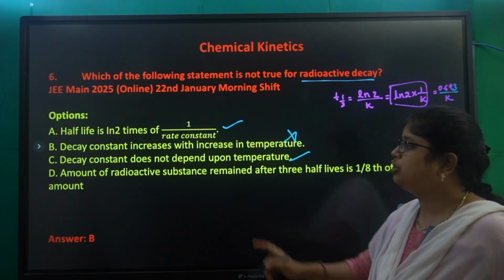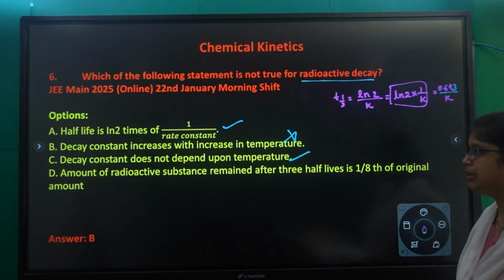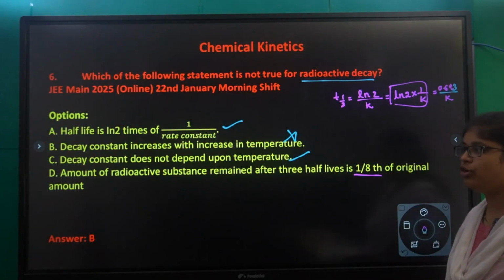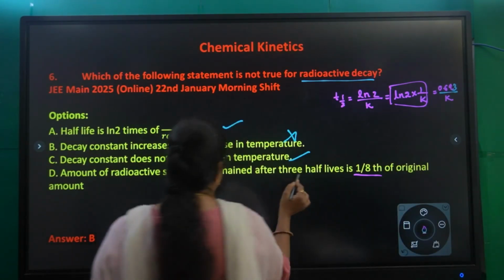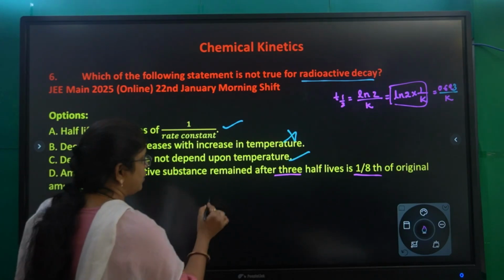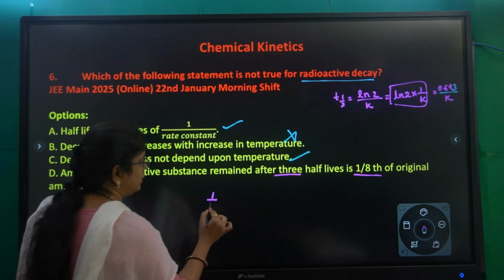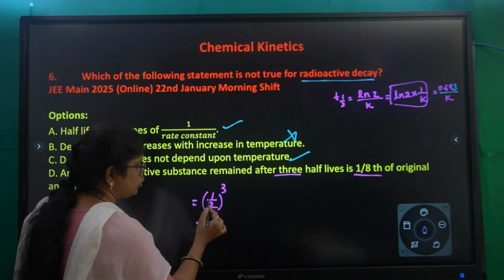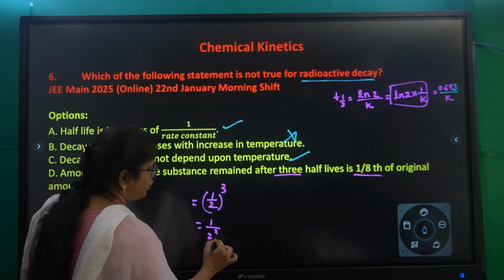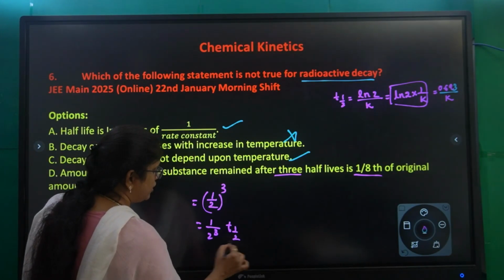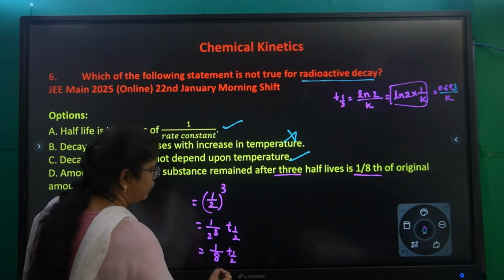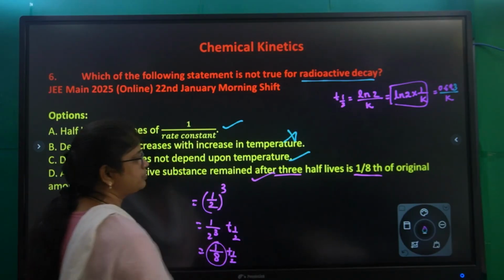Next, the amount of radioactive substance remaining after 3 half-lives is 1 by 8th of the original amount. He is asking after 3 times. So after 3 times means 1 by 2 power 3. So that is equals to 1 by 2 to the power of 3 T half, which is 1 by 8 times the initial amount. So that is also correct.